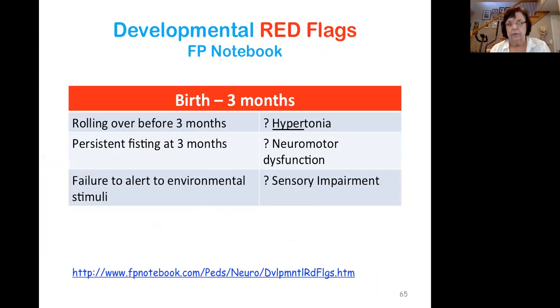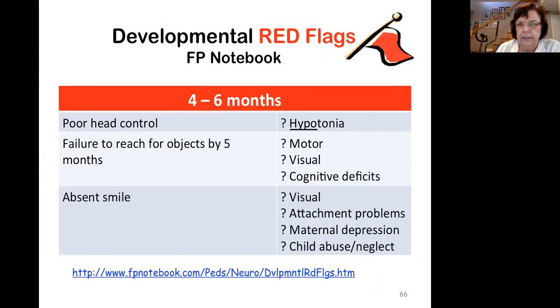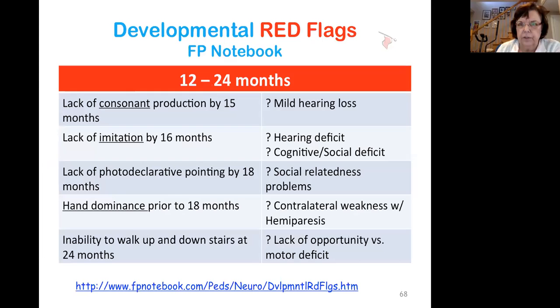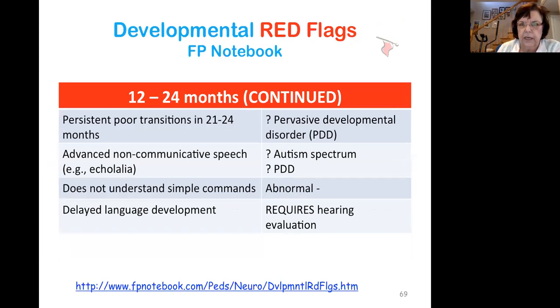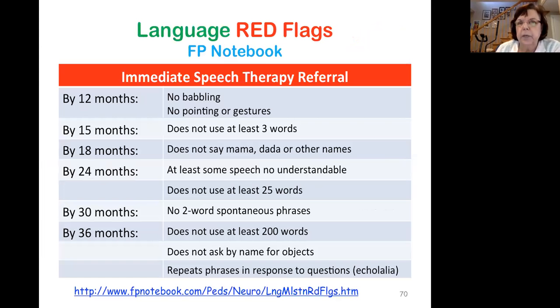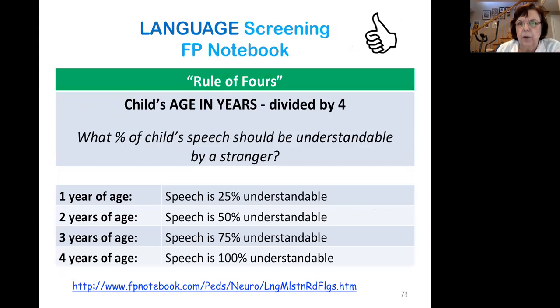So here are some of the red flags. I'll leave these for you to look at, of the various different ages of concerns that we might have, for saving time. Each of these may indicate some problems. In language, one of the things that parents often question is, "Oh, people can't understand my child." Well, we don't expect most strangers to be able to understand a child.